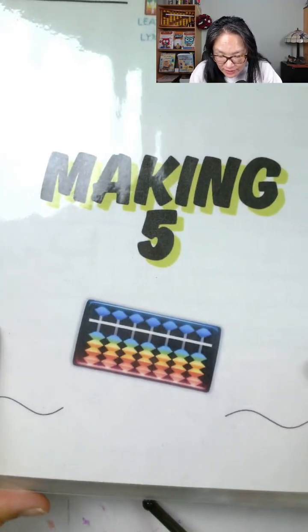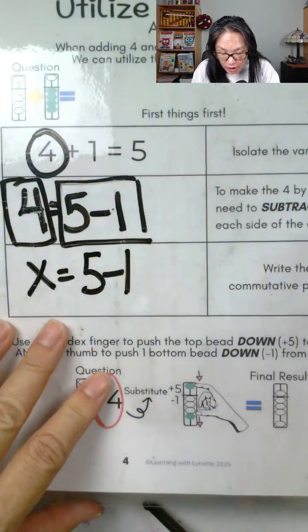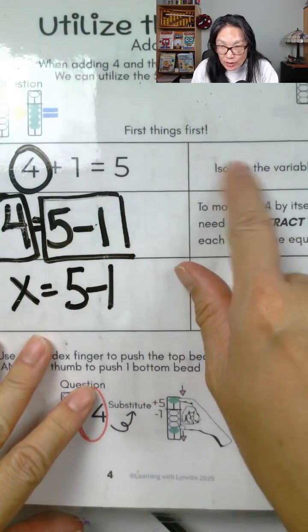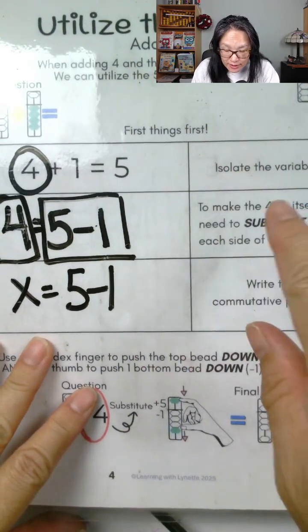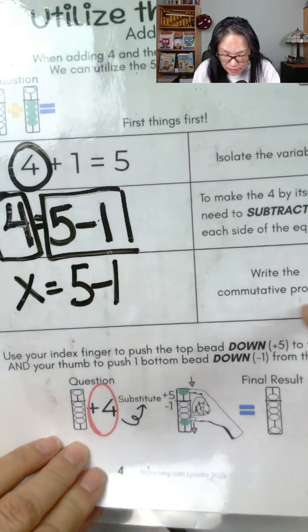So the way I have it is I have the making of the 5. When I make the 5, I give you a chart and I explain what you want to do is isolate the variable, then subtract the number from each side, and then you write the commutative property.